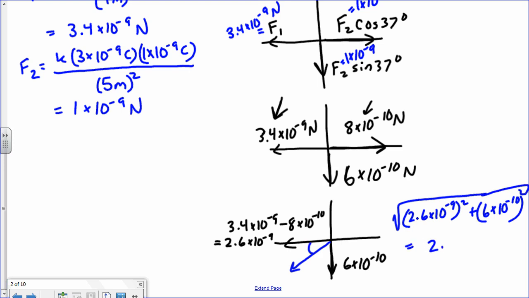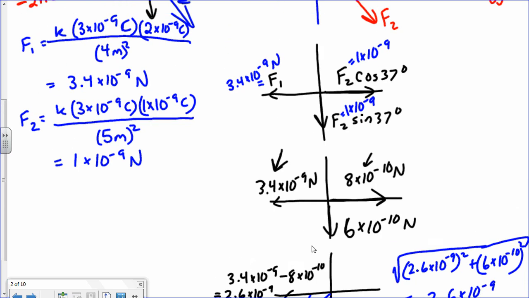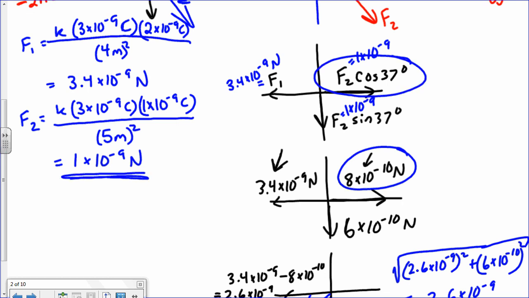And that's going to be about 2.6 times 10 to the minus 9. Turns out that smaller vector isn't really going to impact it much at all. It might be like 2.6 something times 10 to the minus 9. So that would be your magnitude. What is 8 times 10 raised to the negative 10? Okay. The 8 times 10 to the minus 10 came about right here. It is the x component of f2. So we found the magnitude of f2 to be 1 times 10 to the minus 9. And then we multiply it by cosine of 37.